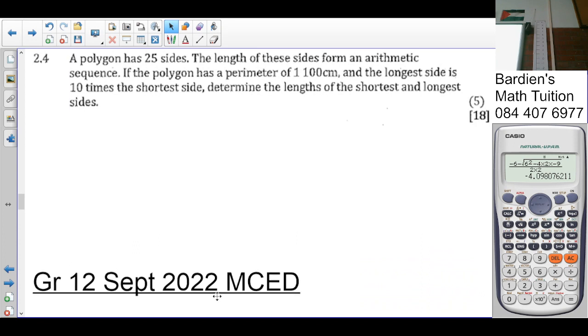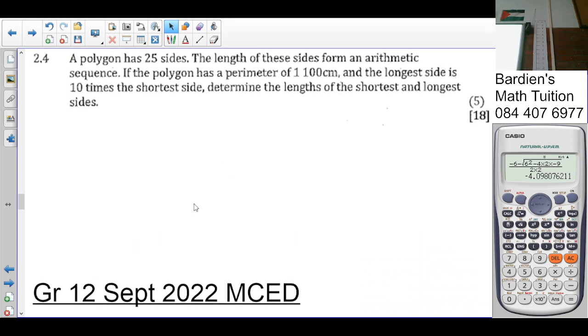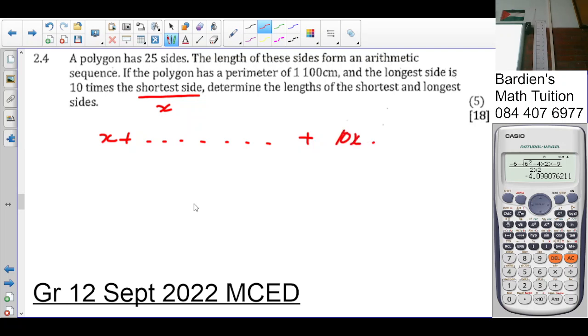2.4. In question 2.4 we are told that the polygon has 25 sides. The lengths of the sides form an arithmetic sequence. If the polygon has a perimeter of 1100 centimeters, the longer side is 10 times the shorter side. So if we let the shorter side be x, and then the longer side is going to be 10x. Determine the length of the shortest and the longest side.